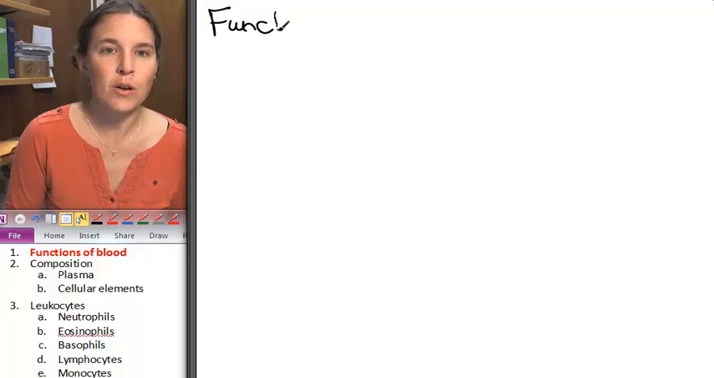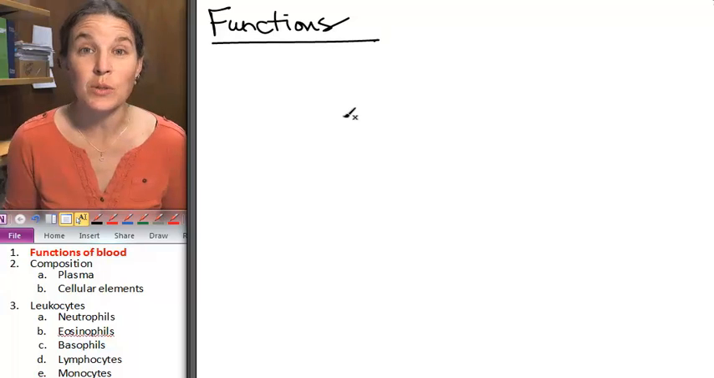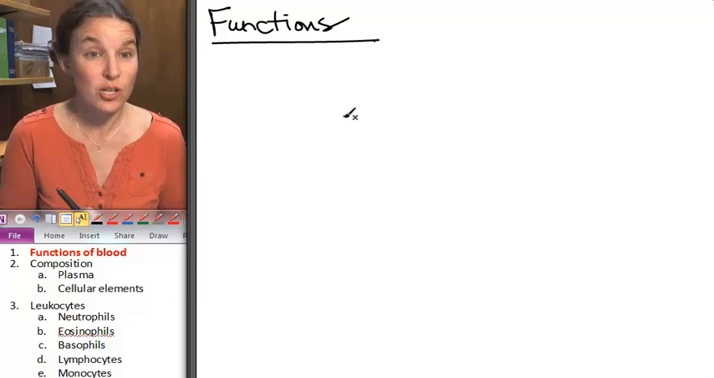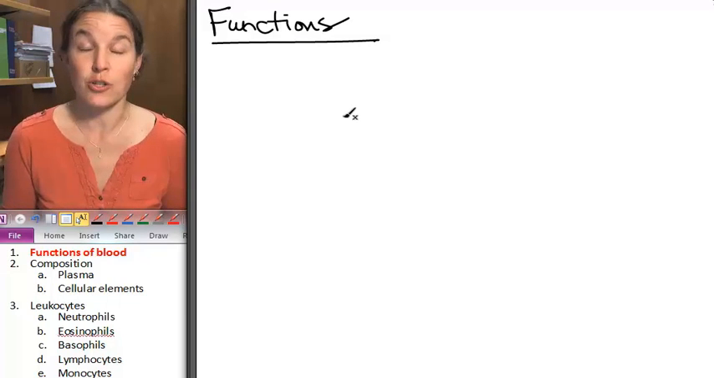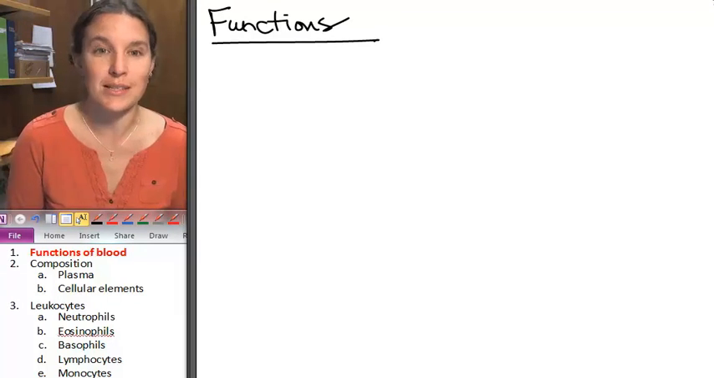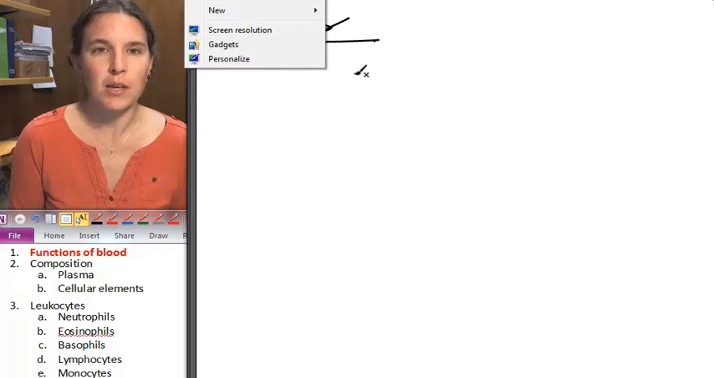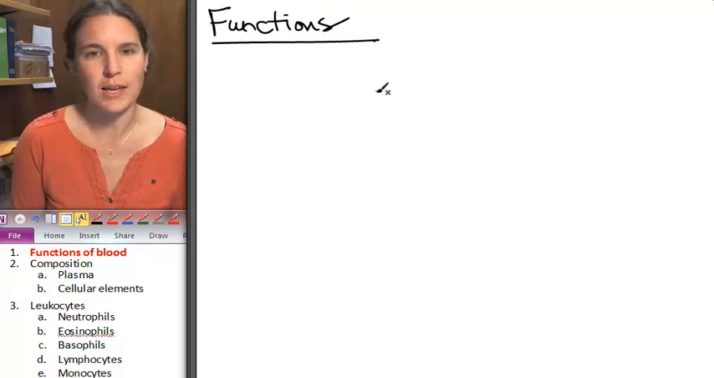After we talk about the functions of blood, then we will talk about the structure of blood. What? Blood has a structure? How the structure of blood enables its function. Theme in anatomy.